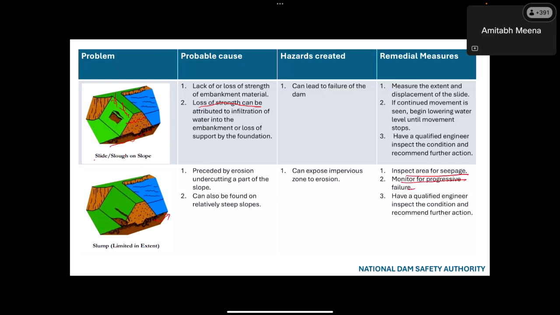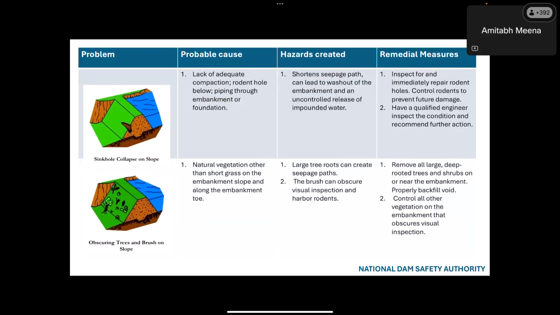But sometimes it is very late. The symptoms are visible at a very late stage, and at that time the dam may fail very quickly also. So it's not that we should see seepage only as a symptom. The cracks and other things are the first stage at which we can identify the problems, and then the seepage stage. These are also similar problems.